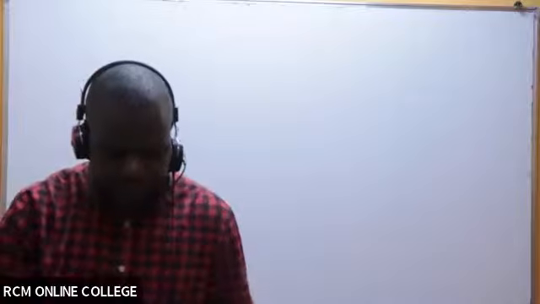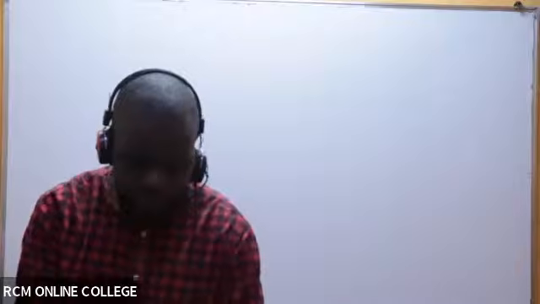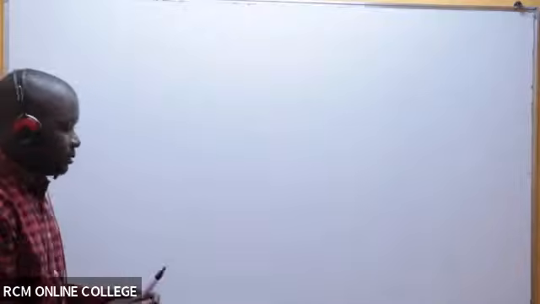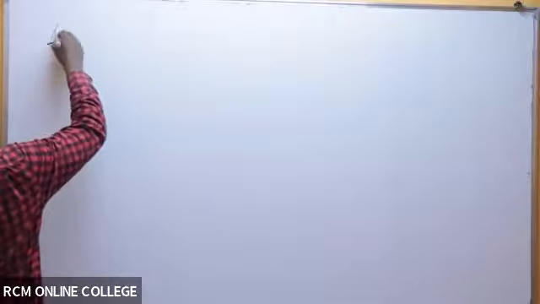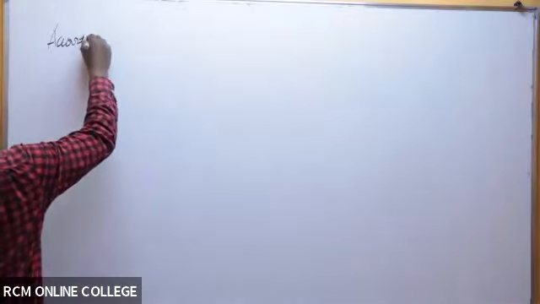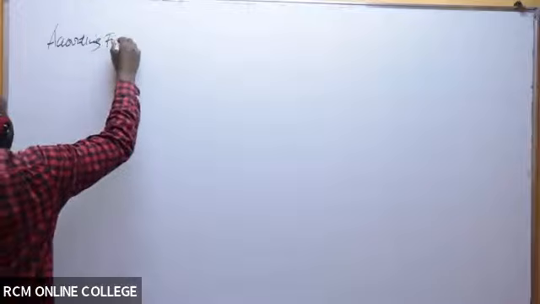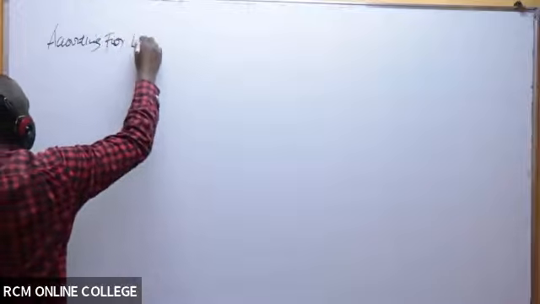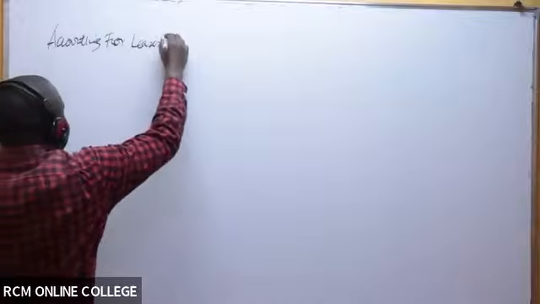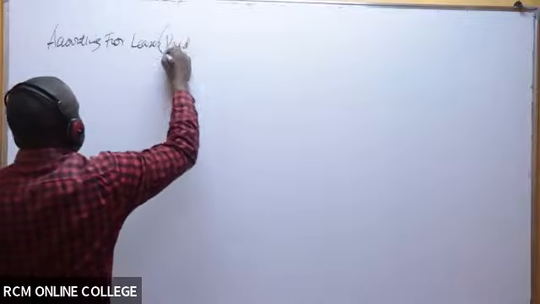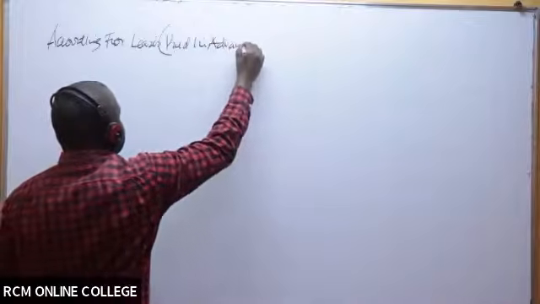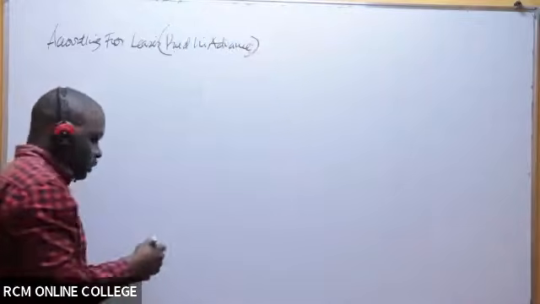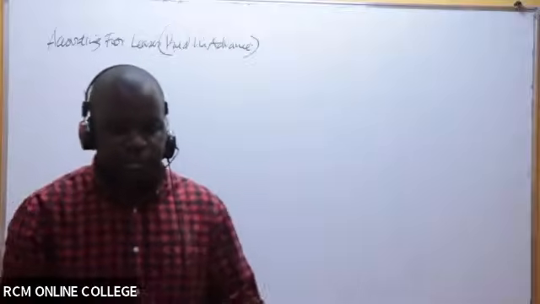So you can write: accounting for leases paid in advance. Accounting for leases where there's payment in advance. And of course, in this case, I want us to look straight away at an illustration.